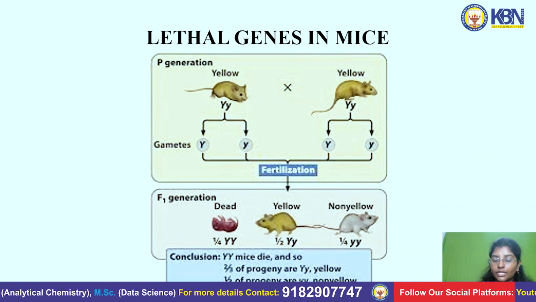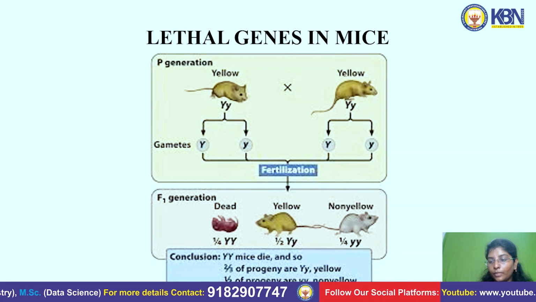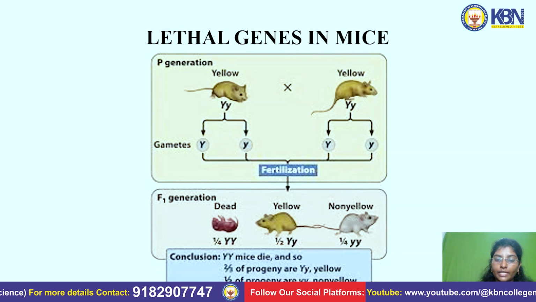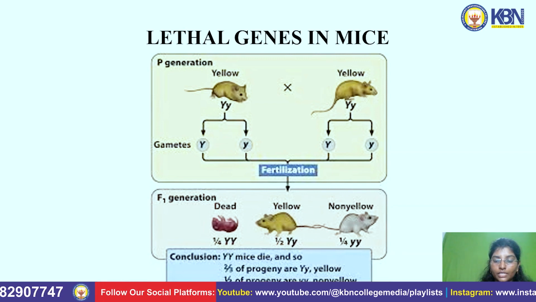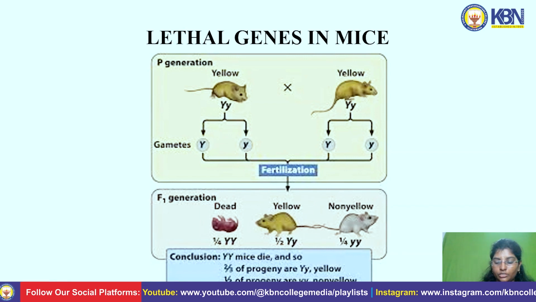He explained that yellow is the dominant character. So of the remaining 3, 2 are yellow in the heterozygote condition and the remaining 1 is the non-yellow condition.